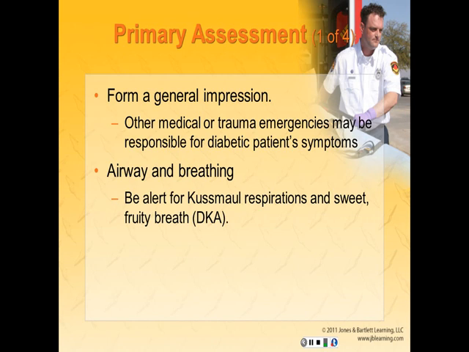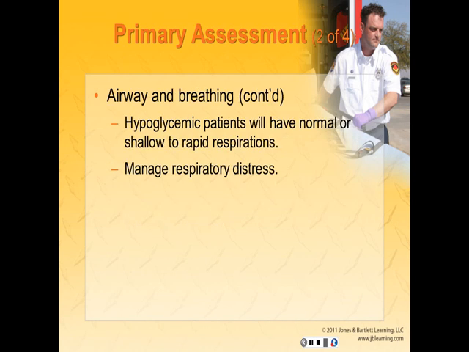Hyperglycemic patients will have rapid, deep Kussmaul's respirations with a sweet, fruity breath. Hypoglycemic patients will have normal or shallow to rapid respirations. If they're in respiratory distress or arrest, you need to open the airway and insert an adjunct, administer oxygen and assist ventilations, and continue to monitor ventilations throughout patient care.